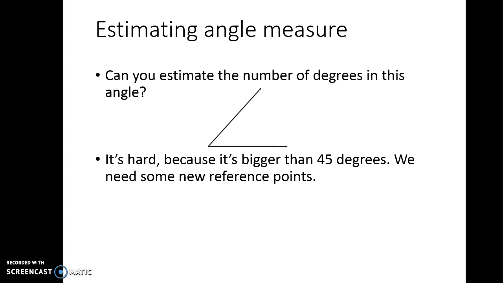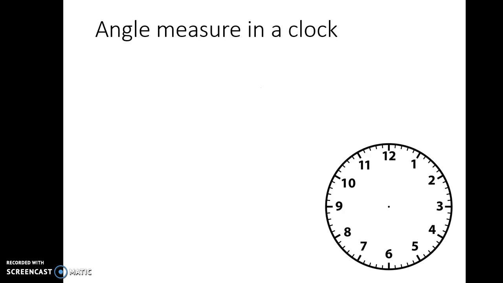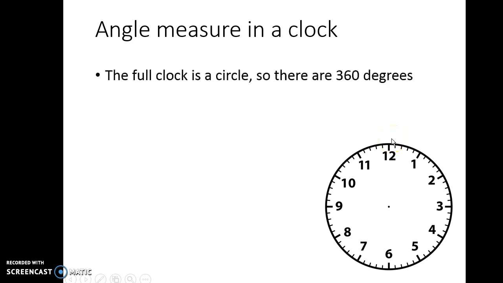So we're going to learn a trick to give us some new reference points, and that is to think about a clock. Most of you can imagine a clock pretty easily, or at least could draw one if I asked you to. And you know that this is a circle, so it goes all the way around. So how many degrees are in this full clock? There's 360 degrees in this full circle, right?